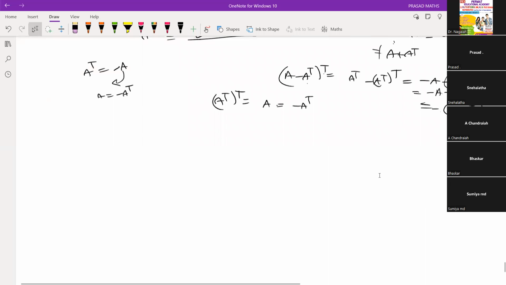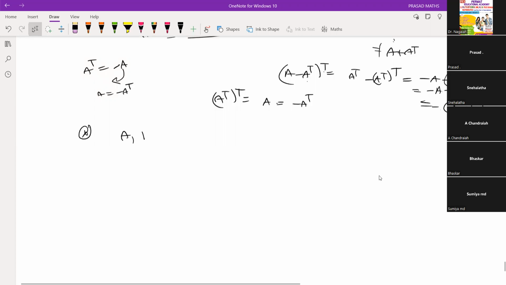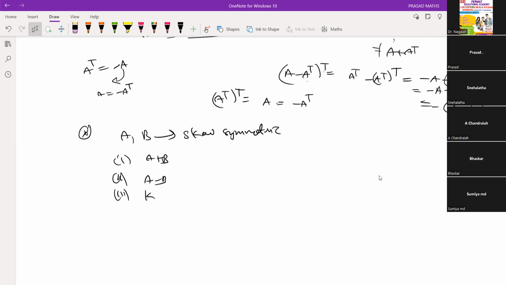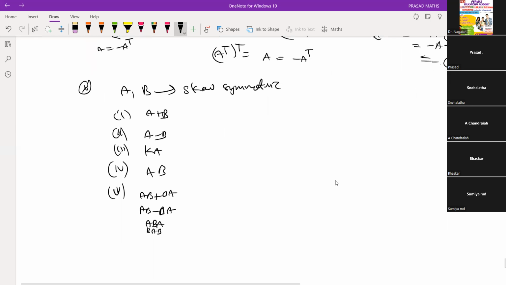Next is, if you take the sum, same technique. A is given symmetric, B is skew symmetric. Question is, what is A plus B? What is A minus B? What is scalar multiple? What is the product? What is AB plus BA? What is AB minus BA? What is ABA? What is BAB? You can calculate all these things. Is A power 2, A power 3, A power K in general?